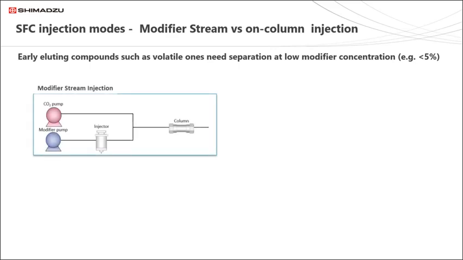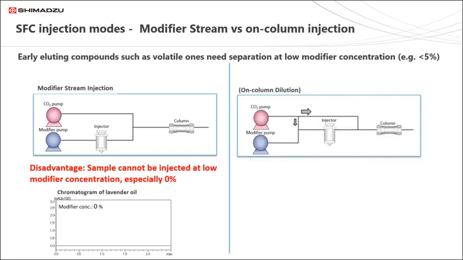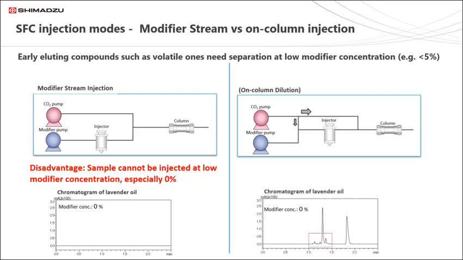Some SFC systems have the injector in line with the organic modifier. However, sample cannot then be injected at low or 0% modifier concentrations. Early eluting volatile components may need separation at lower modifier concentrations, for example 5% or lower. If this is the case, the on-column dilution injection method works much better.